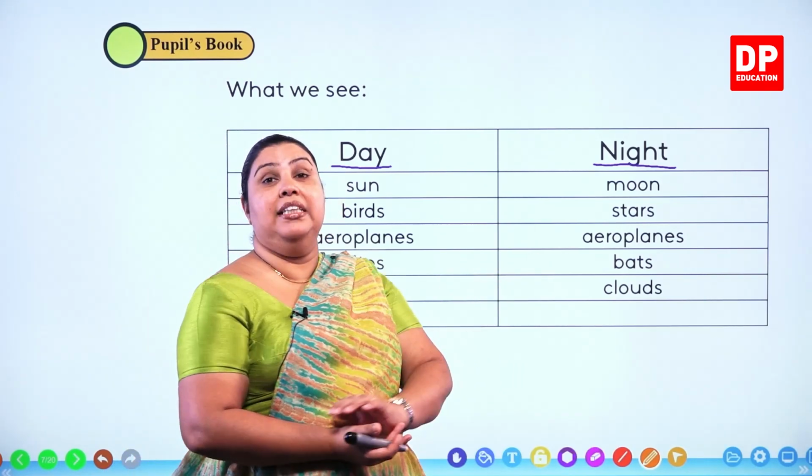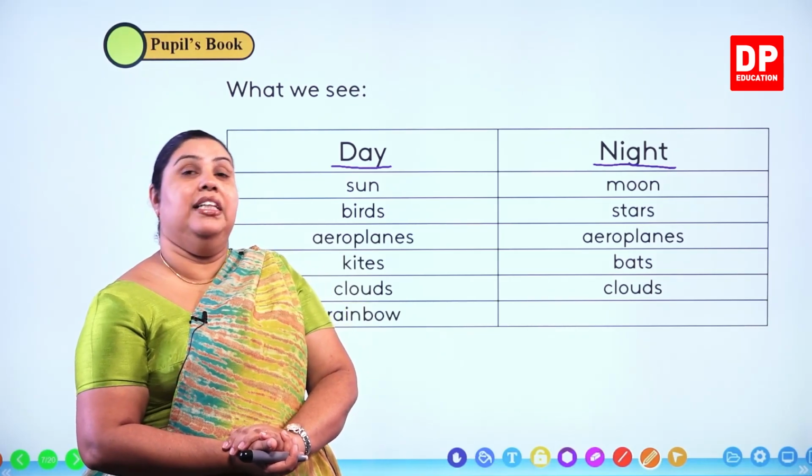We can see bats in the sky only when it is dark, in the night sky.